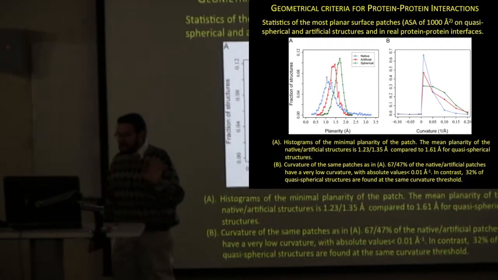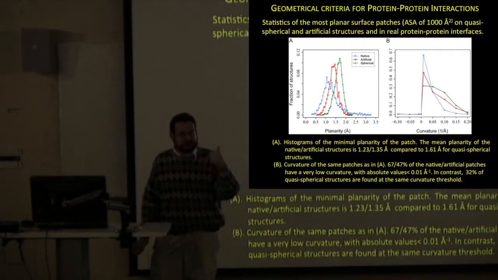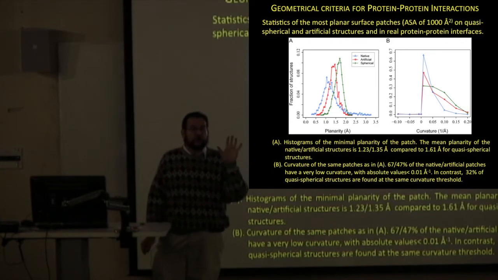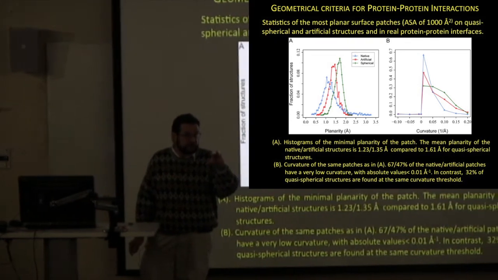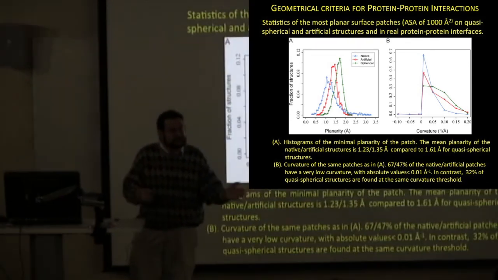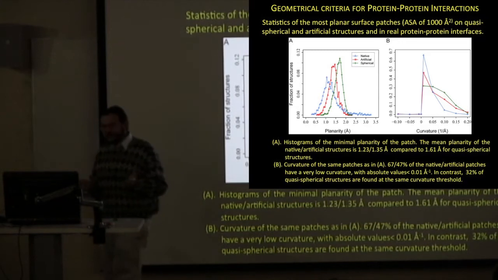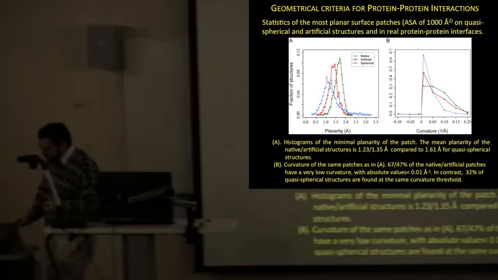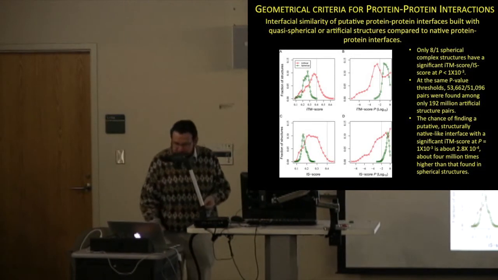Take-home message of this very complicated slide, which is trying to show you, this is the documentation you can go through: native-like interfaces are quasi-planar, so are the artificial ones. The artificial interfaces are more curved because they're part of spherical proteins. They were packed in a sphere. Gee, we built an algorithm that looks like a sphere. Well, that's good if you know how to code, but you're basically recapitulating.